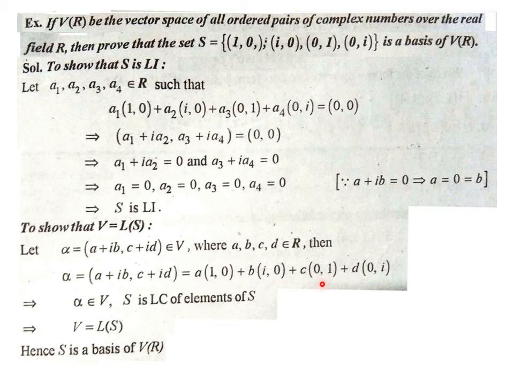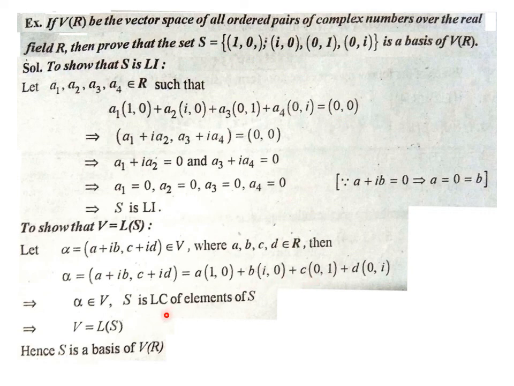Say a into (1,0) plus b into (iota,0) plus c into (0,1) plus d into (0,iota), meaning these 4 vectors are used here and multiplied with 4 real numbers a, b, c, d. That is, any general element alpha of set V is written as a linear combination of all 4 elements of set S. That means all elements of set V can be written as a linear combination of all 4 vectors of set S in the same fashion.